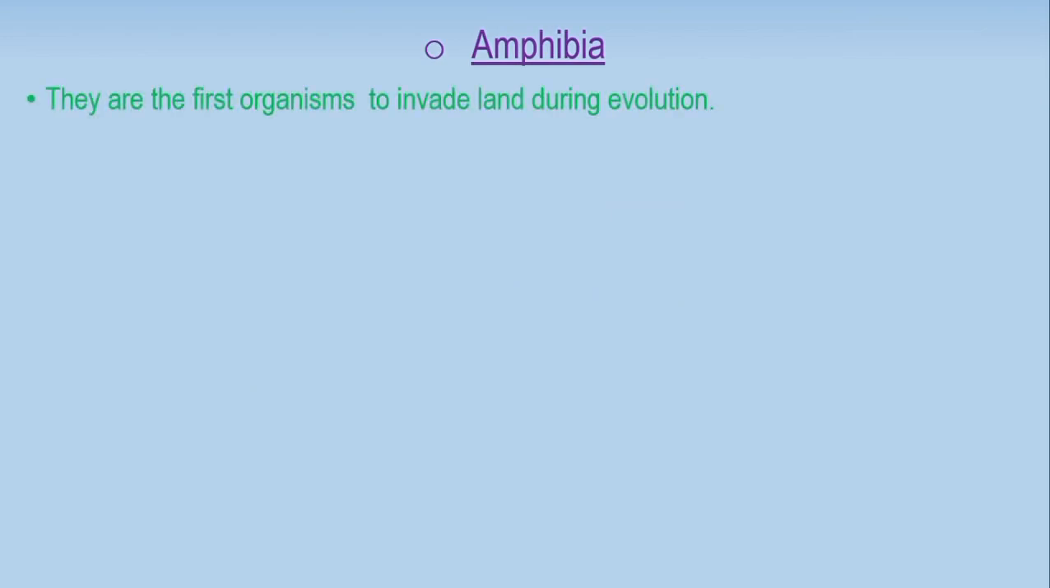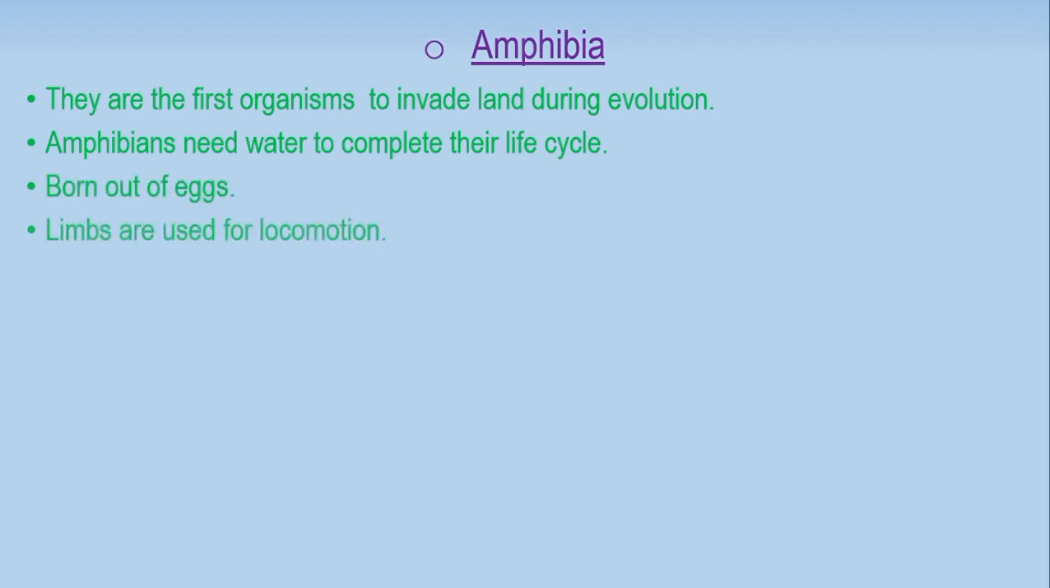So next, the amphibians. Amphibians are the first organisms that evolved on land during evolution, right? And these amphibians definitely need water to complete their life cycle. Definitely they need water for a part of their life cycle, right? And they are born out of eggs, and they use limbs or their legs to locomote, right?